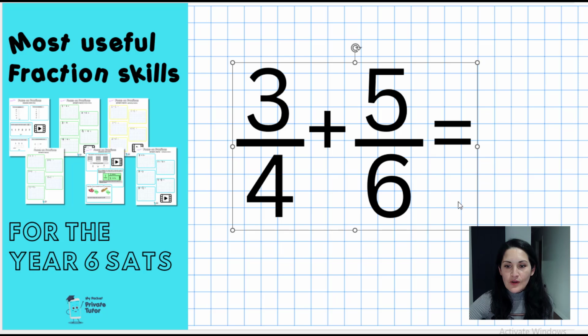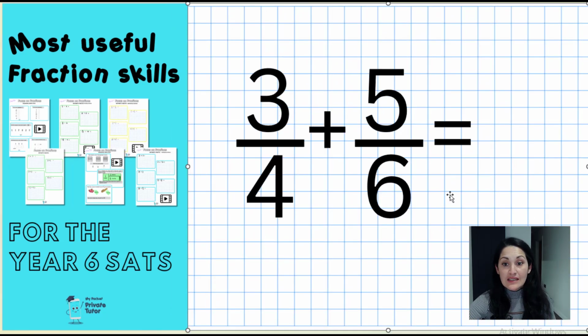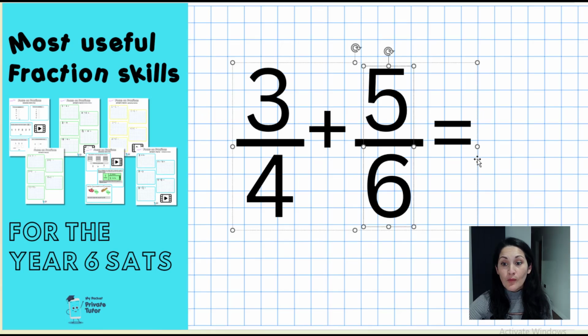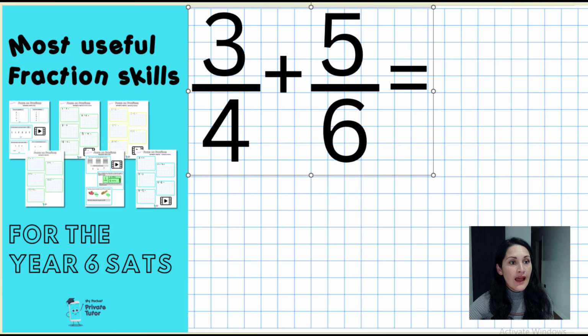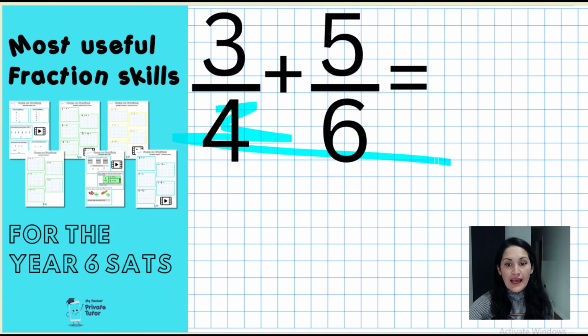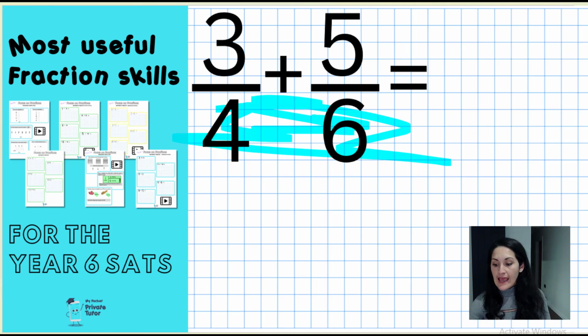For an addition question with fractions, the most important thing is that we need to be making sure that the denominators are the same. We can't add this yet because our denominators are different. Can't add a fraction that has a 4 and a 6. So we need to find a common multiple of both denominators, 4 and 6, so that we can find the equivalent fractions of 3/4 and 5/6 that will have matching denominators.